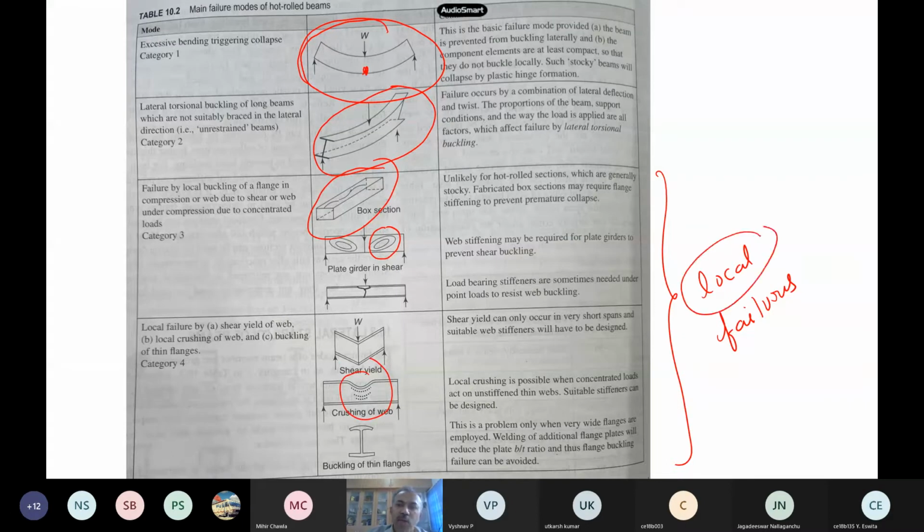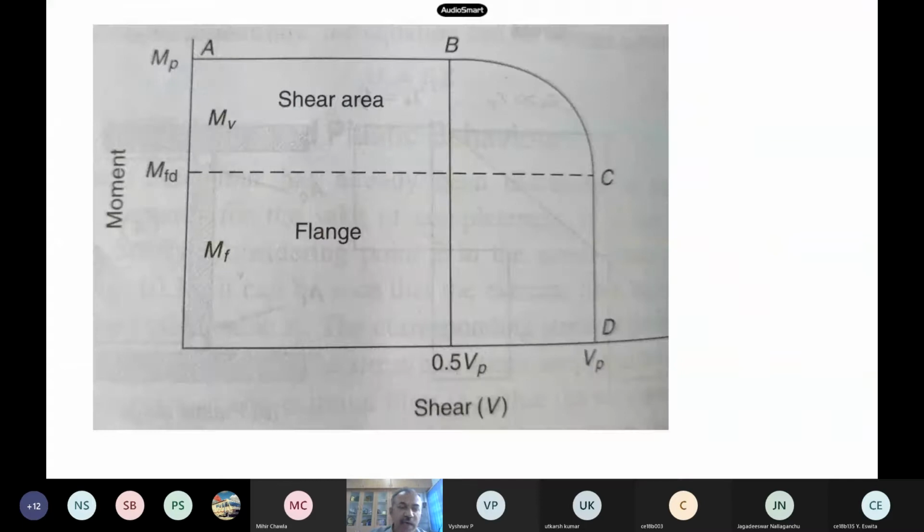So three basic fundamental modes. One is bending. Then lateral torsional buckling, that is LTB. And then the local failures, where the flange buckles or the web goes away, or wherever the load is acting you may have some kind of problem. Shear yielding comes here, then web crushing happens. So we will have these types of failures also. These are the basic failure modes. Now let us see this in great detail.